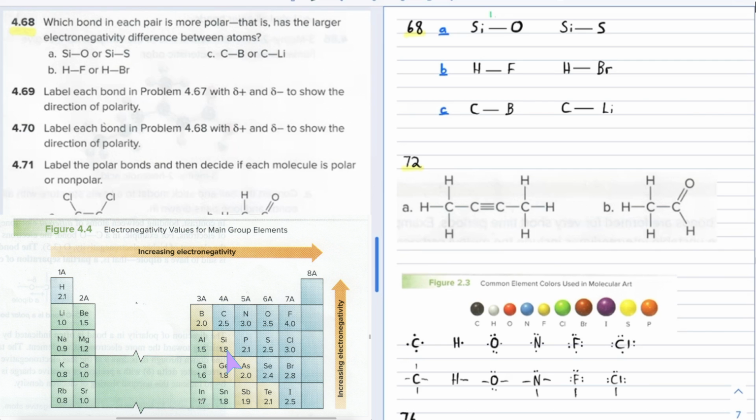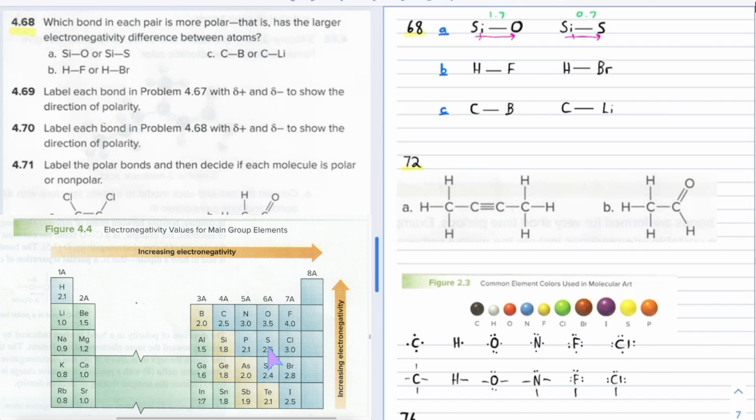1.7. So 1.7, I'll write above the bond. And oxygen is more electronegative, so the electrons are being pulled towards the oxygen. Okay, silicon versus sulfur. Silicon and sulfur, that's a difference of 0.7. And sulfur is more electronegative than the silicon, so the electrons are still being pulled towards the sulfur, but not as much. And so we would say that this bond is more polar.